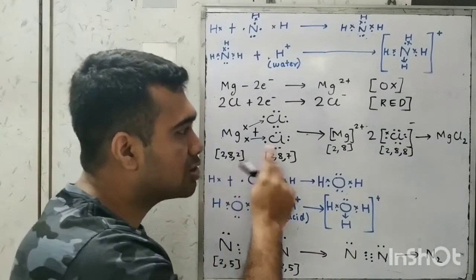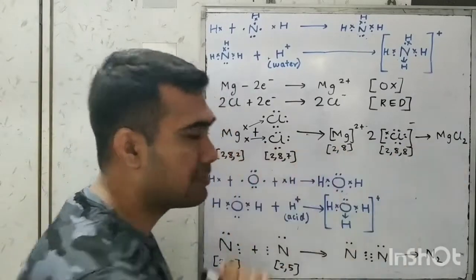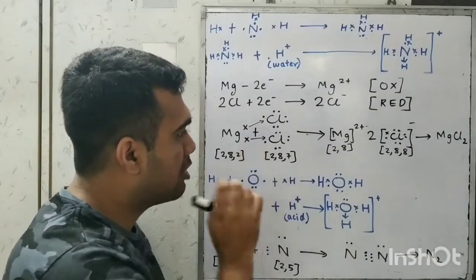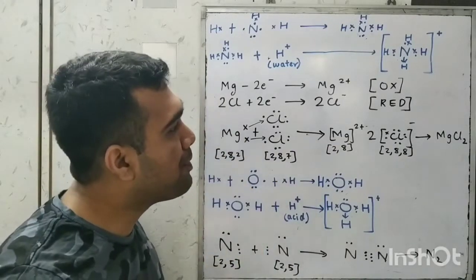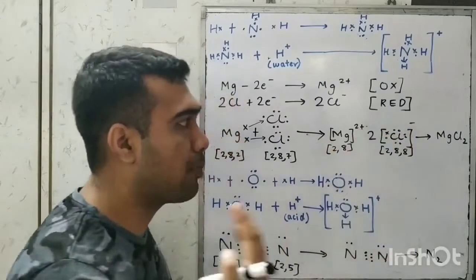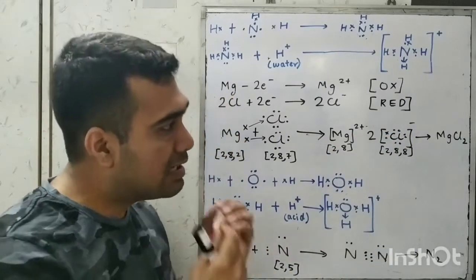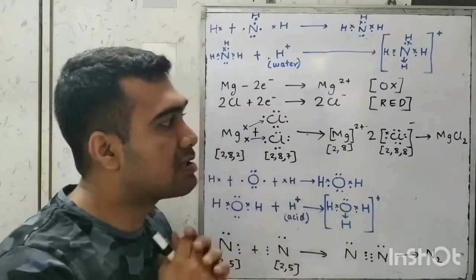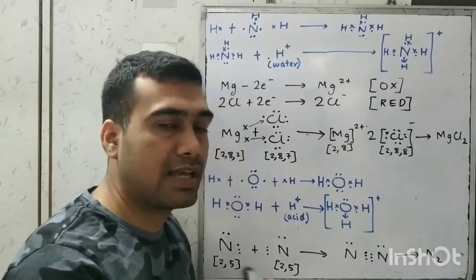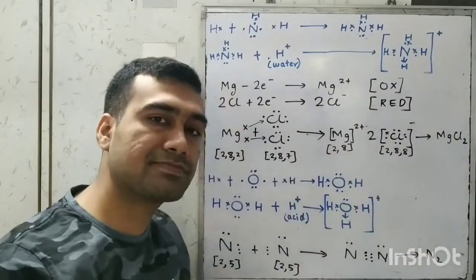The cross and dot structure can be written like this. The crosses and dots represent electrons. We see that they have developed opposite charges, and opposite charges attract each other, and the electrostatic force of attraction between them is the cause for the ionic bond in the magnesium chloride molecule.